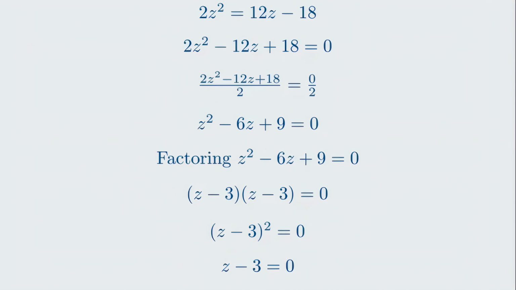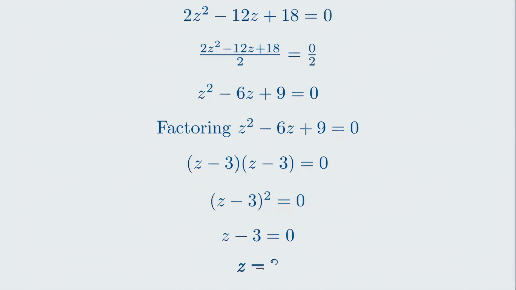The only way for a squared term to be 0 is if the base is 0. So z minus 3 must equal 0. Solving for z, we find that z equals 3. Because the factor z minus 3 was repeated twice, we call this a double root or a root with multiplicity 2. So, even though it's a quadratic equation, which usually has two distinct solutions, in this case, both solutions are the same. Therefore, there is only one unique value of z that satisfies the equation.